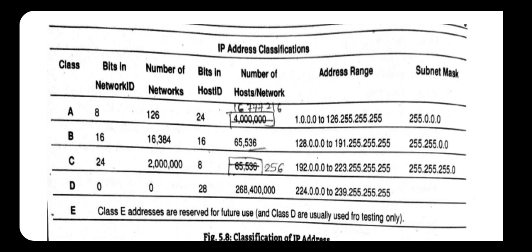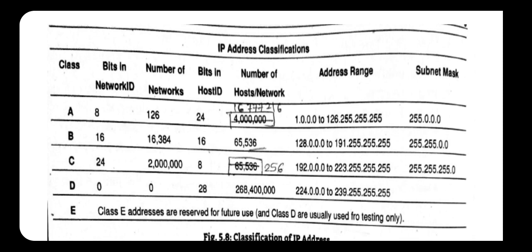Check here. For network ID, class A has 8 bits, with 126 networks. Bits in host ID are 24, that's why the number of hosts per network is more than 16,000.